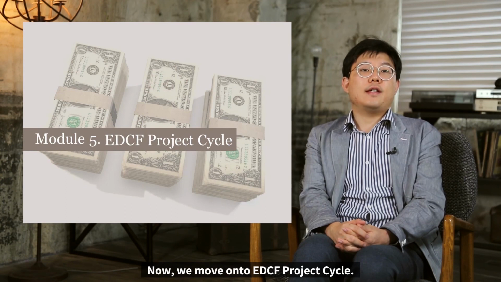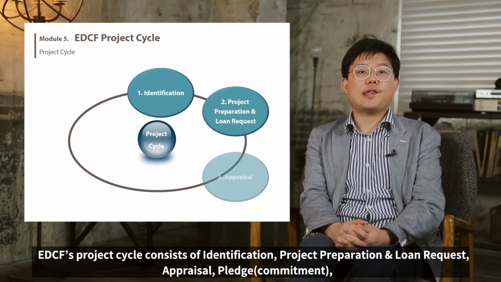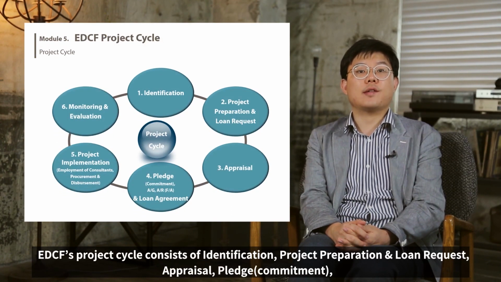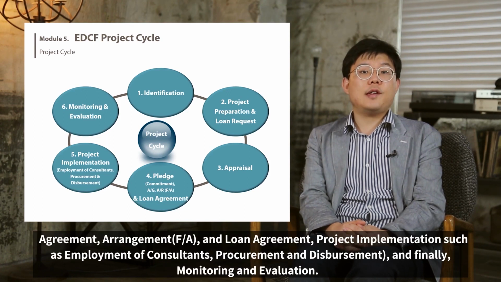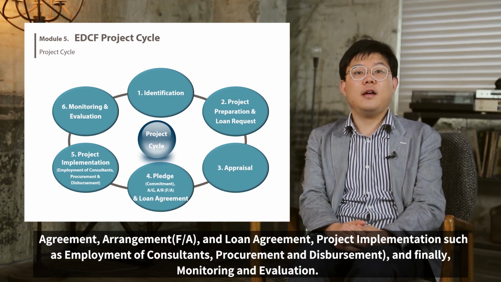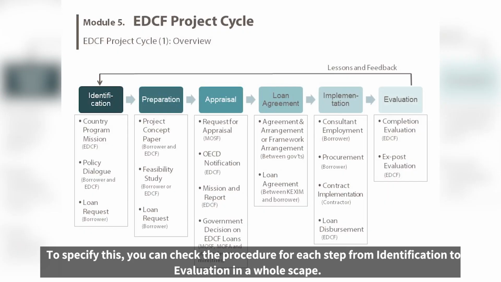Now we move on to EDCF project cycle. EDCF's project cycle consists of identification, project preparation and loan request, appraisal, pledge, agreement, arrangement, and loan agreement, project implementation, such as employment of consultants, procurement, and disbursement, and finally, monitoring and evaluation. To specify this, you can check the procedure for each step from identification to evaluation in a whole scope.